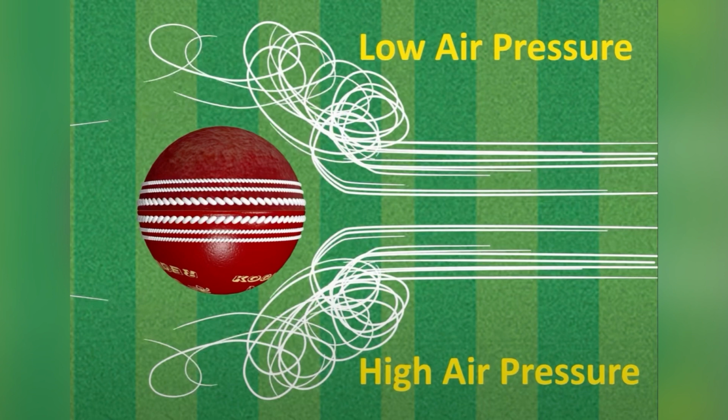The difference in the two pressures causes a force from the higher pressure side to the lower pressure side, and this is what we call swing. In simple terms, the ball swings from high pressure areas to low pressure areas in the direction of the rougher side.